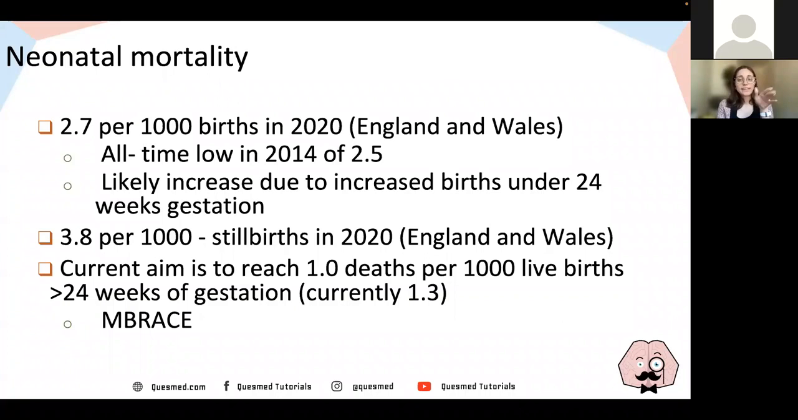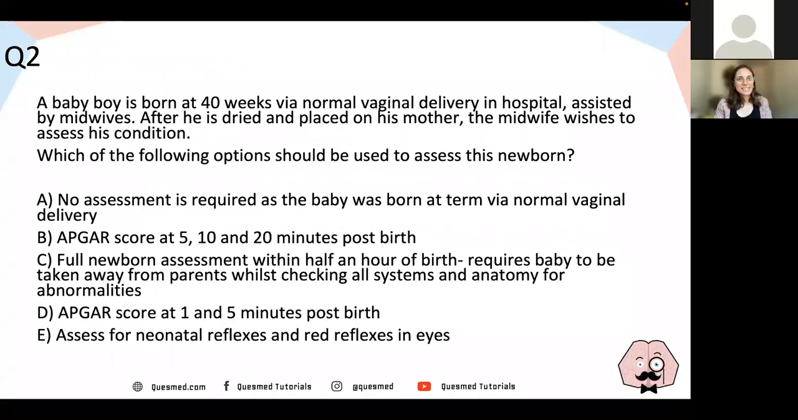And the stillbirth rate is 3.8 in 2020, so it's still been up a bit. I'm quoting MBRRACE here because these figures are important as they guide guidelines, audits, and in general quality improvement in neonatology. MBRRACE is a programme that tries to improve outcomes for mothers, children and neonates. So this is all relevant in this sense. Let's crack on to the next question.